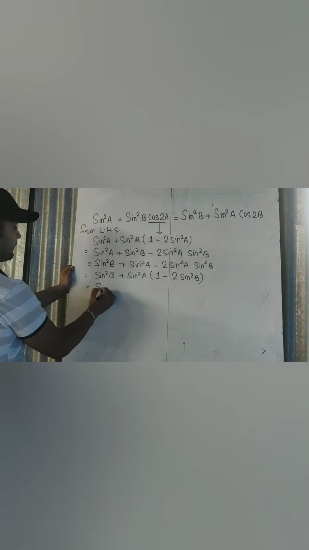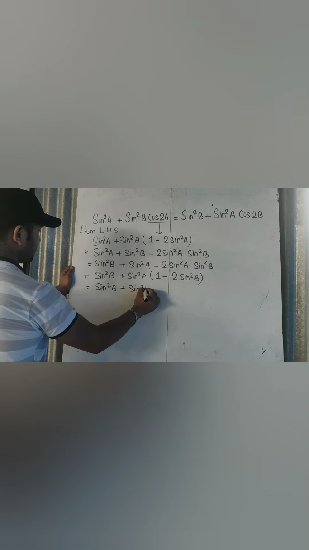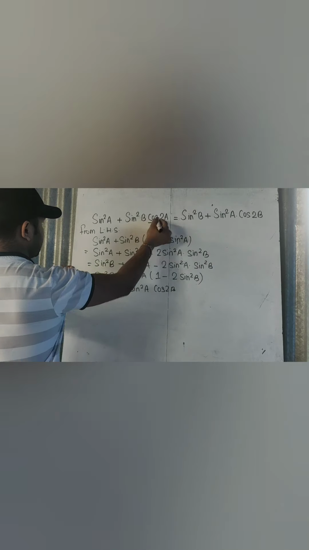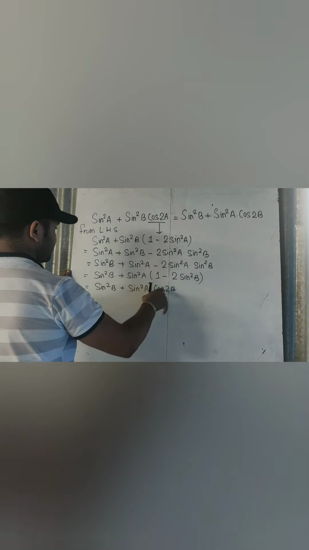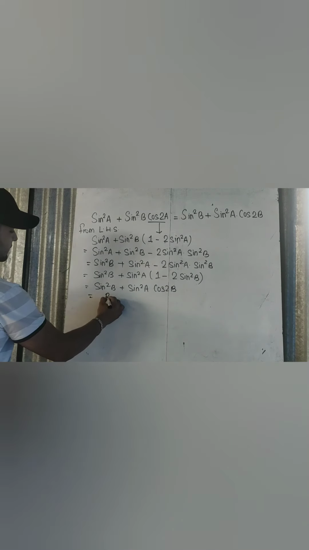And the formula of 1 minus 2 sin square b is cos 2b. Like 1 minus 2 sin square a is obtained from cos 2a, similarly, 1 minus 2 sin square b is also obtained from cos 2b. 1 minus 2 sin square b is cos 2b. This is our RHS.